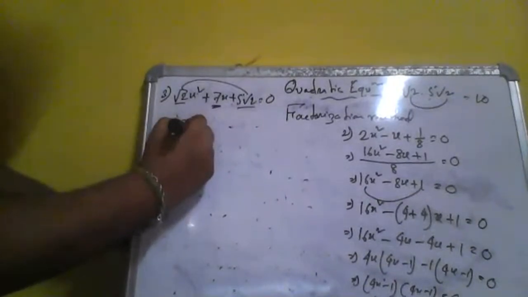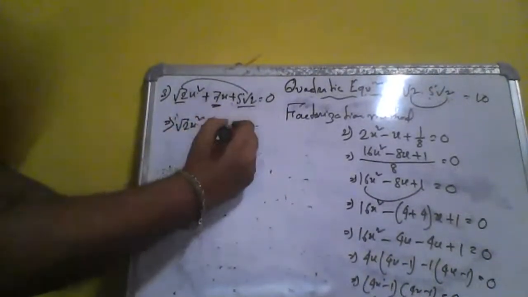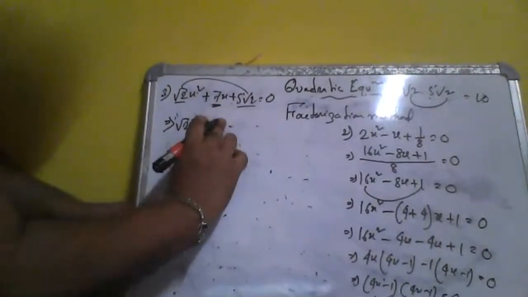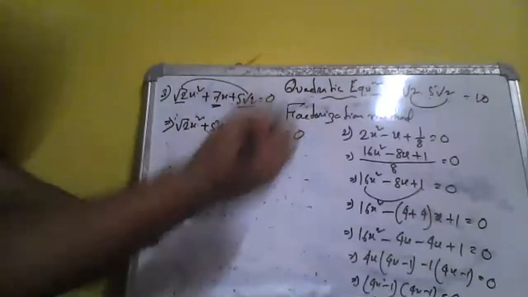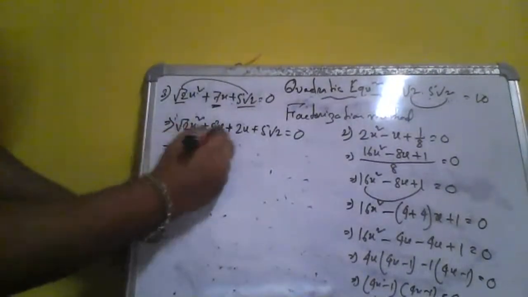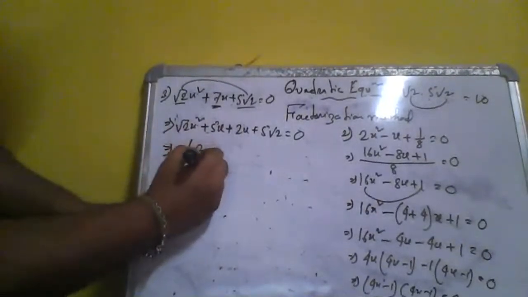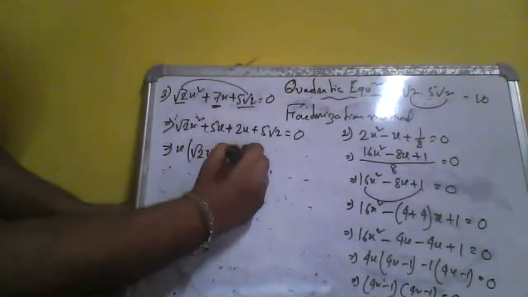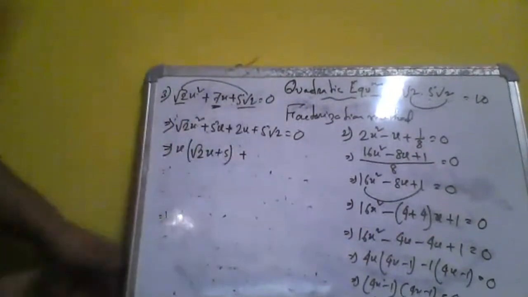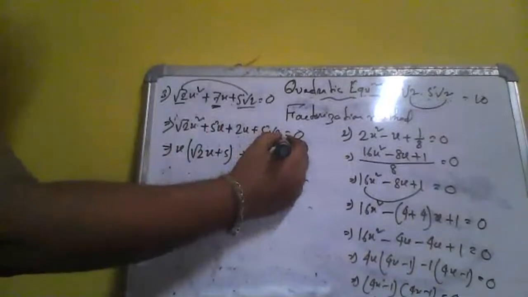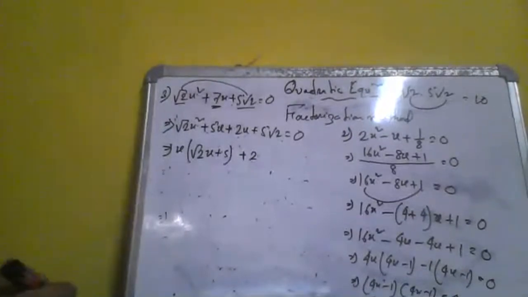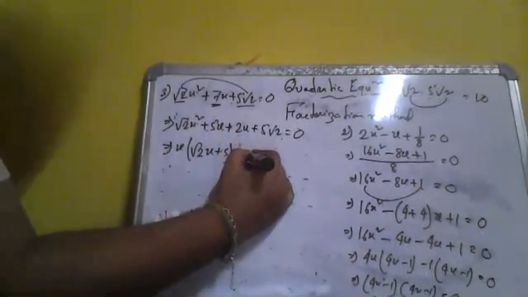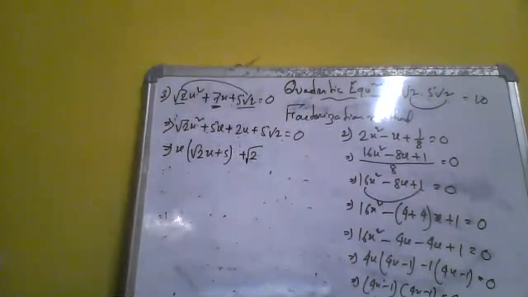You write root 2x square plus 5x plus twice x plus 5 root 2 equal to 0. Now here you can take the common x, then root 2x plus 5, and there 2 and 5 root 2. Common is what? You can take the common root 2, because you take the common the small one. Now 2 divided by root 2, then what is the answer?